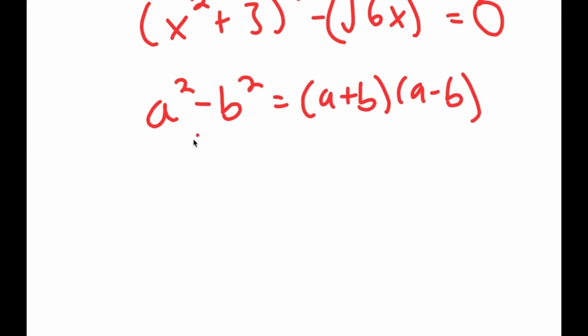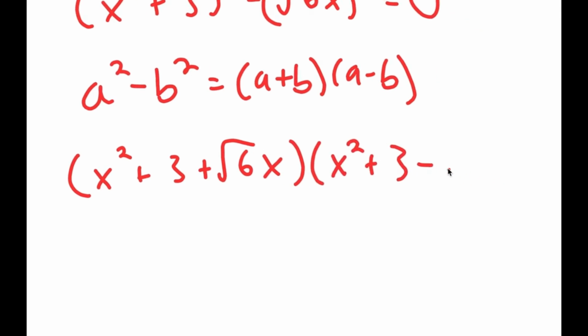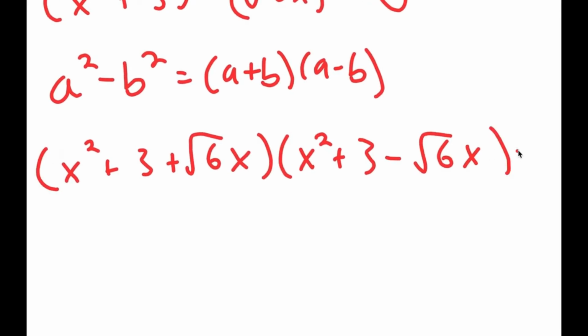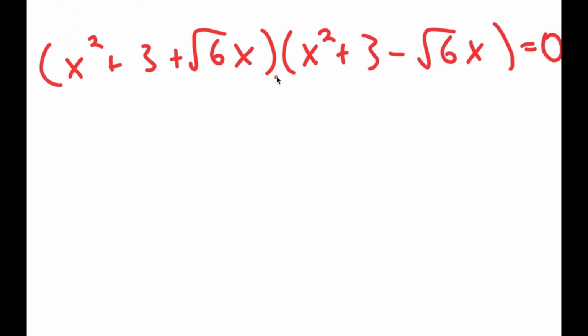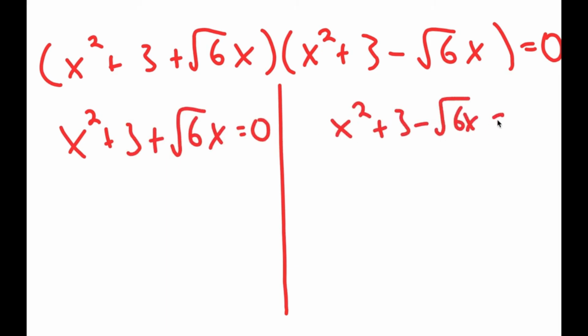So in this case, this turns into x squared plus 3 plus the square root of 6x times x squared plus 3 minus the square root of 6x is equal to 0. So this gives me two equations. I have x squared plus 3 plus the square root of 6x is equal to 0, and x squared plus 3 minus the square root of 6x equals 0.